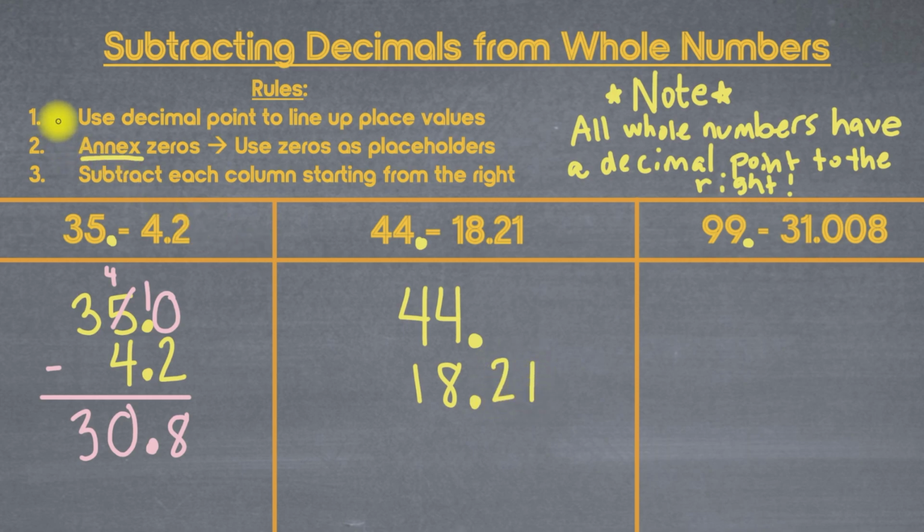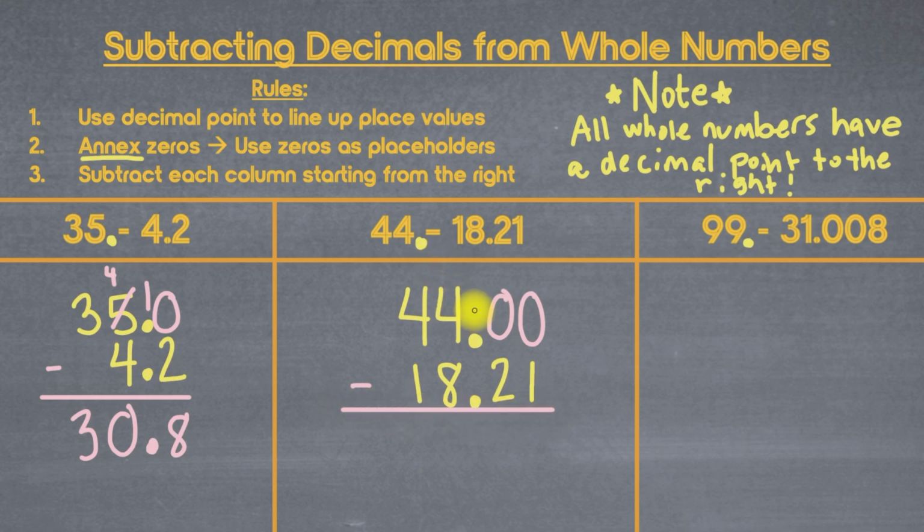21. So now let's go to step 2. Now we can annex zeros, which means we can just put zeros as placeholders in this whole number here. So I'll annex 1 0 here on top of the 2 in the tens place. And then I'll annex another 0 here on top of the 1 in the hundreds place. Then I'll put my subtraction sign and a line under everything.